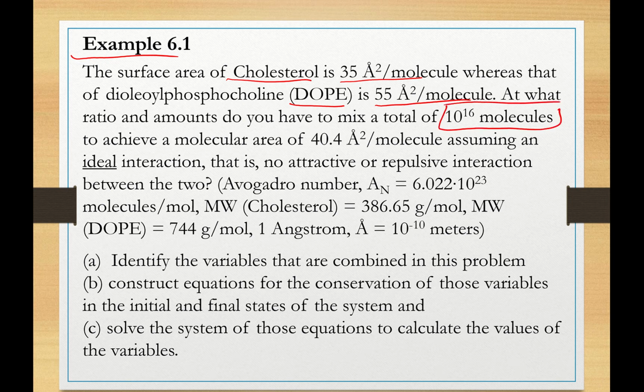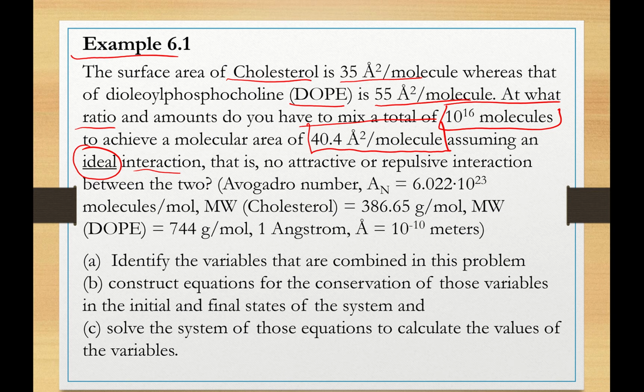Now, these two molecules are mixed in a certain ratio such that the combined molecular area is 40.4 angstrom square per molecule. At this ratio, their interaction is ideal. In other words, there is no attractive or repulsive interaction between the two. That's the meaning of ideal here.